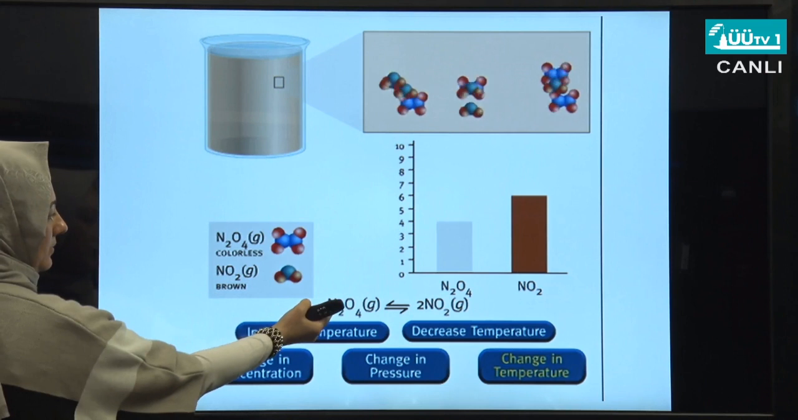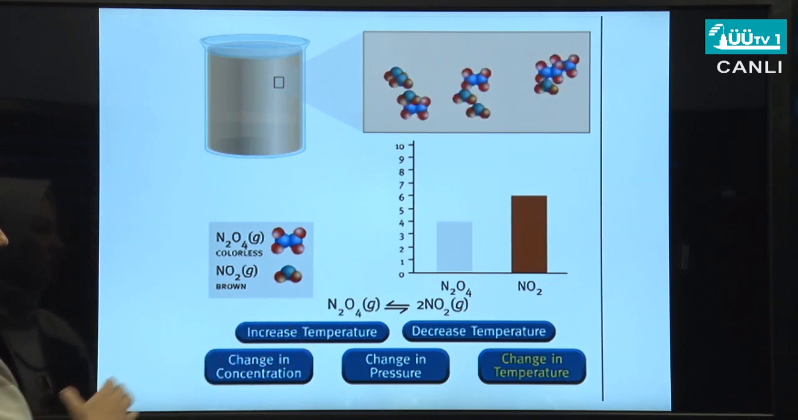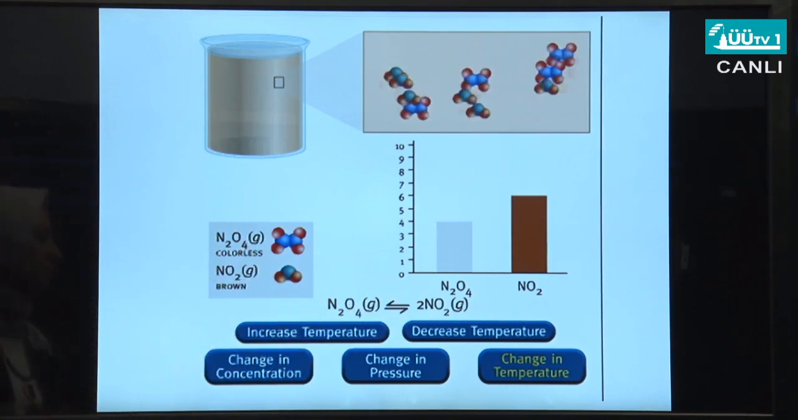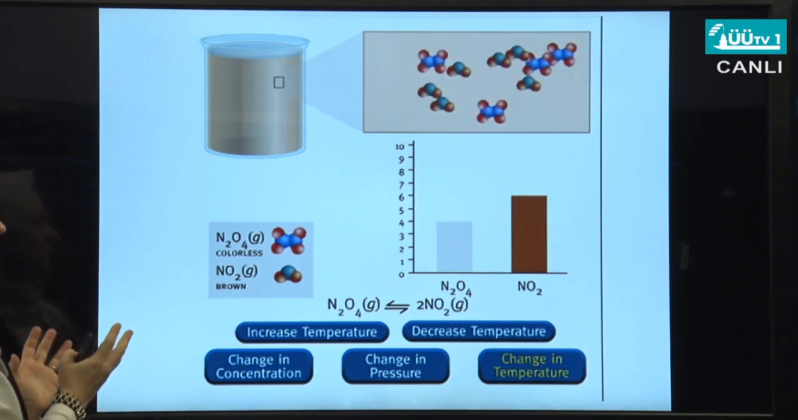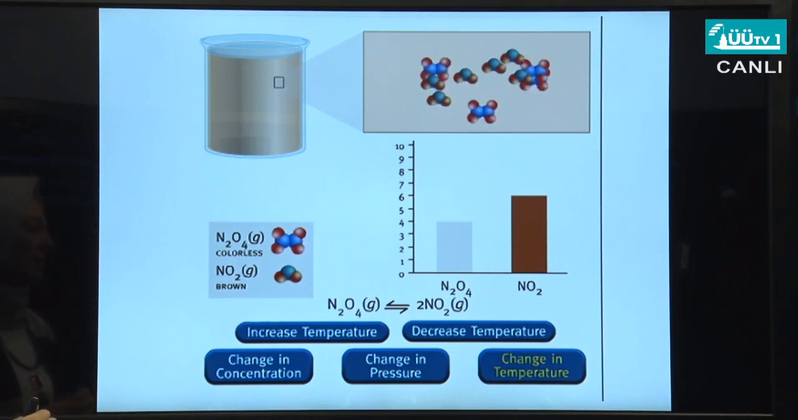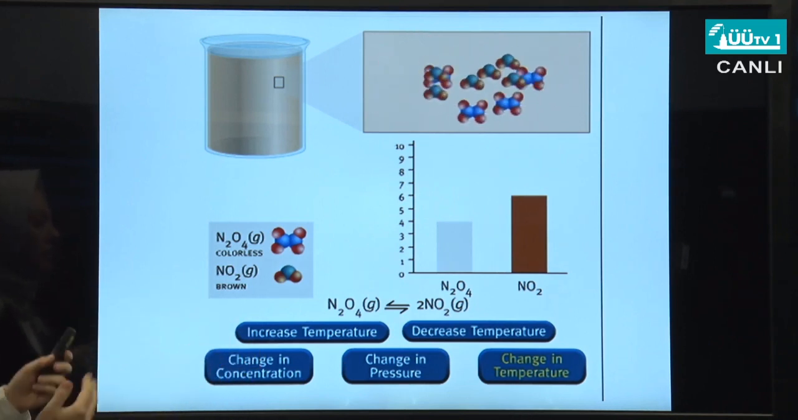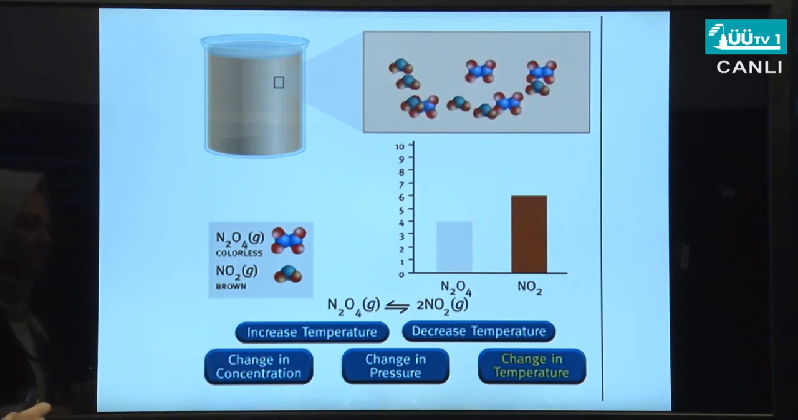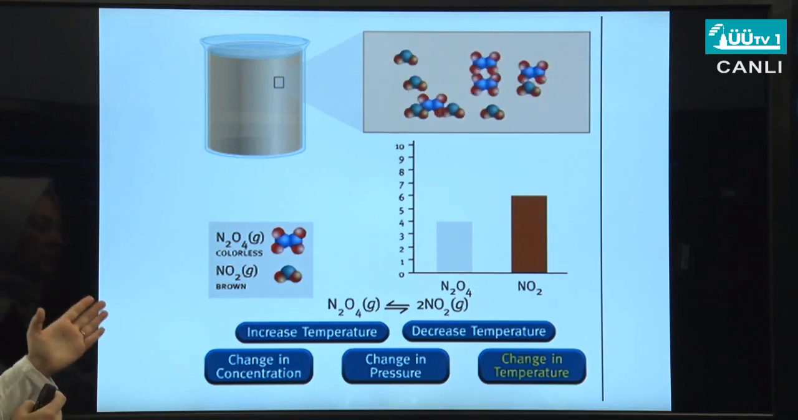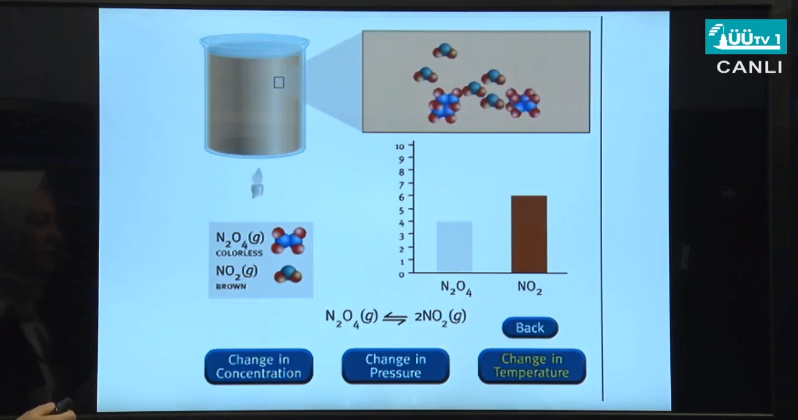So coming to the previous reaction, nitrogen tetroxide going to nitrogen dioxide. Nitrogen dioxide has a brown color, but nitrogen tetroxide is colorless, we said. This is an endothermic reaction, starting with these concentrations. Now what happens if I increase the temperature or decrease the temperature? Let's investigate this. First of all, I will increase the system's temperature and investigate both the color change and the shift in the equilibrium.